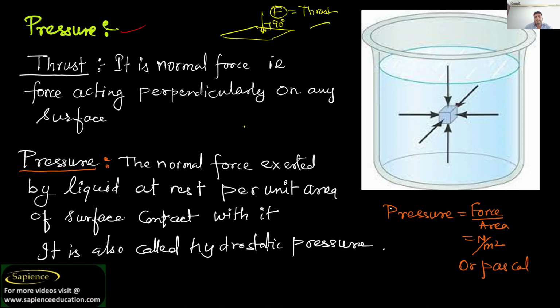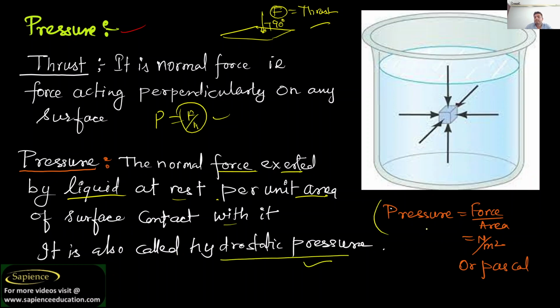What is pressure? Pressure is force by area, or thrust by area. Whenever a thrust is acting per unit area, that is known as pressure. The normal force exerted by a liquid at rest, per unit area of the surface in contact with it, is called the hydrostatic pressure.